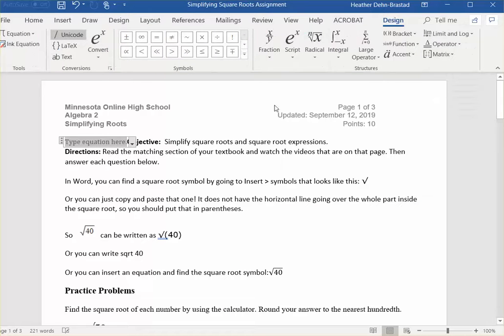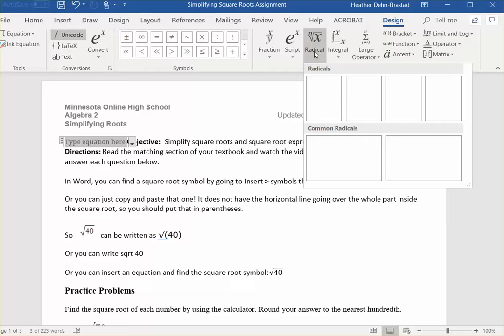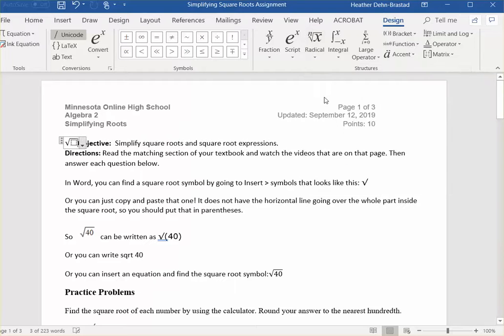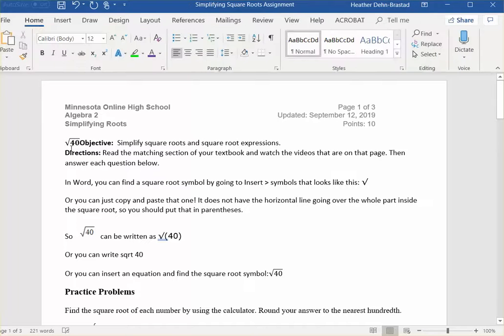Because I made my window small, I didn't see all the options, but there's a ton of options for inserting equations, and one of them is a radical. If you don't need a cubed root or a fourth root, you can just pick this one, and this will really look like the square root is supposed to look. So that's an option too. Or, what I often do is just write SQRT, an abbreviation for square root, and then put the number after it. So there's several options.